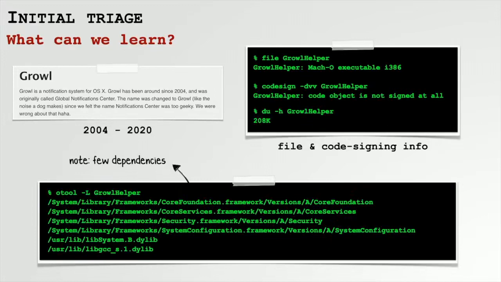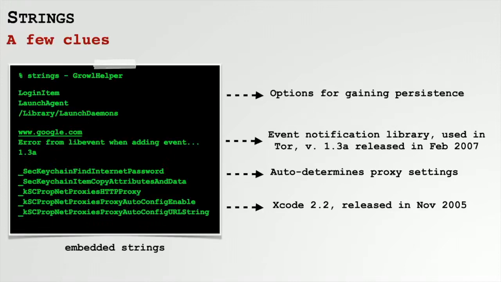If we look at the file info, we can confirm that this is a 32-bit macOS executable. It's not signed. It's fairly small. It doesn't have a whole lot of dependencies. So at this point, that's the info that I have, and I then try to figure out, well, what else can I dig into? So we can look at strings. There are some interesting clues there that pop out. The first three reference login item, launch agent, and launch daemon, just different options for gaining persistence on the system.